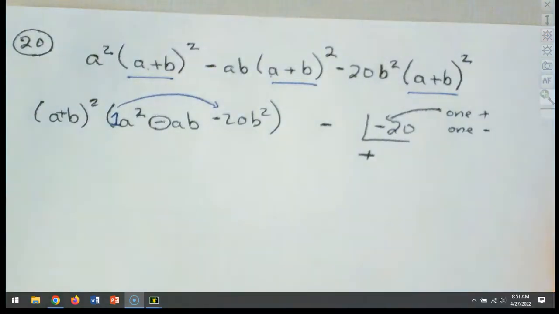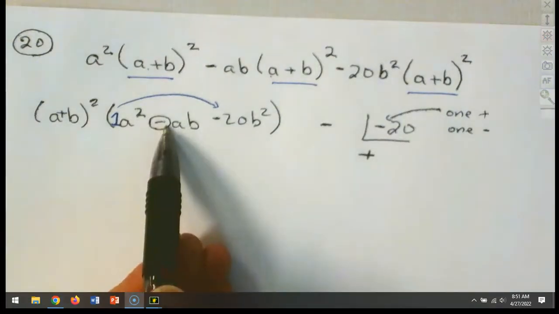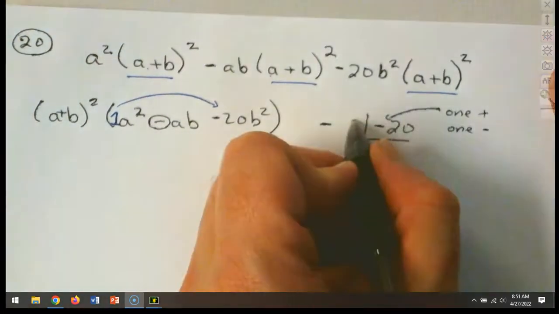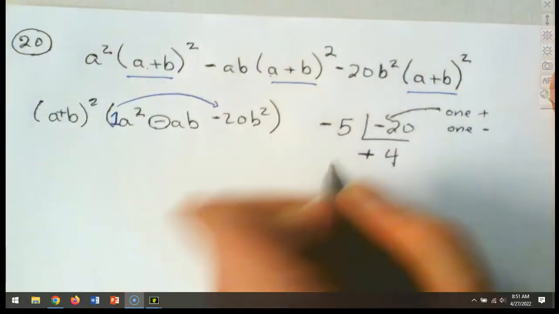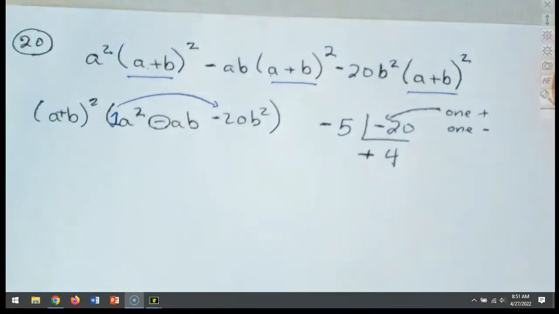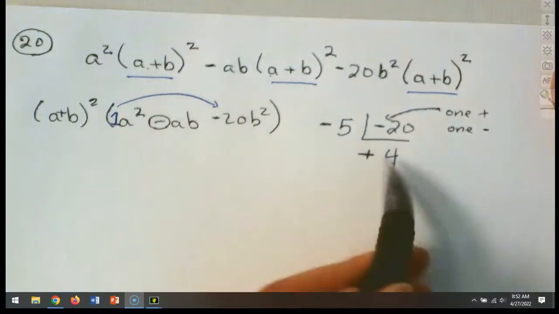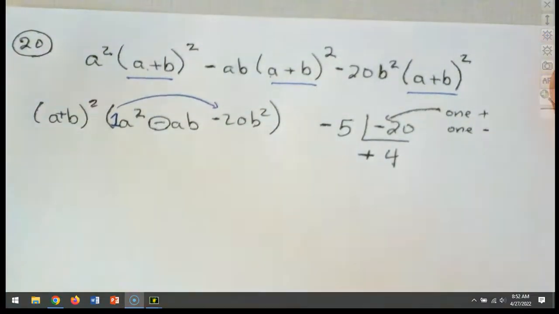Okay, now what does 20 end in? 20 ends in a 0. So we're going to start with 5. Okay, 20 divided by 5 is a 4, right? And what about 5 minus 4? 1. And isn't that what we want here? Yep, we want a minus, okay? So we're going to use a minus 5 and a positive 4. Multiply them together, you get the minus 20. Subtract them from each other, you get the minus 1 in the middle.